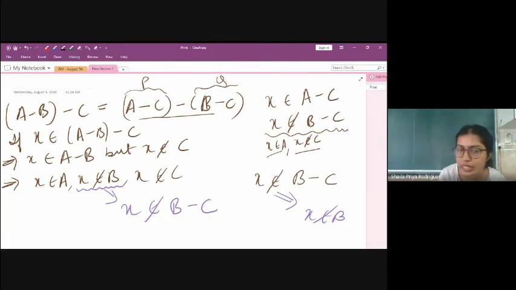If x does not belong to B, does it also mean that it does not belong to B minus C? Is it direct? Yes. Because if x should be a part of B minus C, then x should be a part of B. But if x is not a part of B at all, you cannot go ahead and speak about B minus C. For x to belong in B minus C, x should first of all be a part of B. But if x is not a part of B, then it's not a part of B minus C as well. So it's direct.